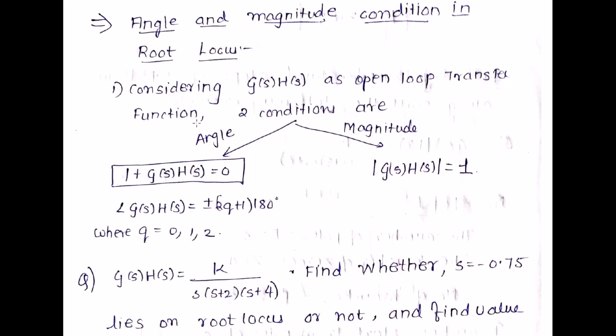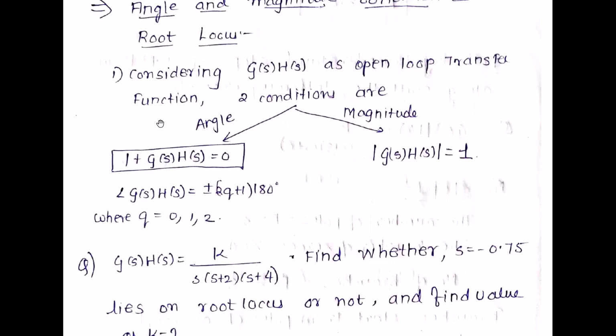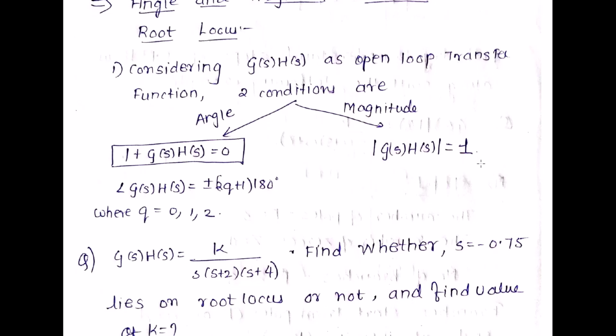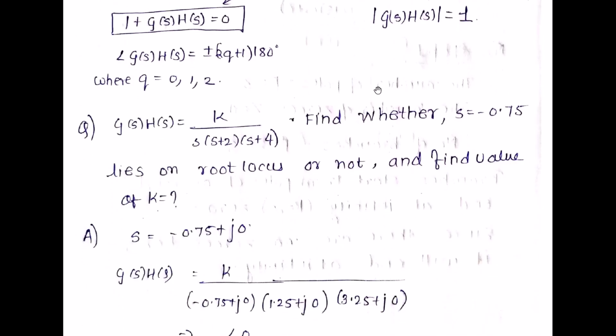There are two conditions for root locus: the angle of G(s)H(s) should be an odd multiple of 180 degrees, and the magnitude should be equal to 1. A numerical was given to me wherein I had G(s)H(s) and they had told me to find out whether the value of s lies on the root locus or not.